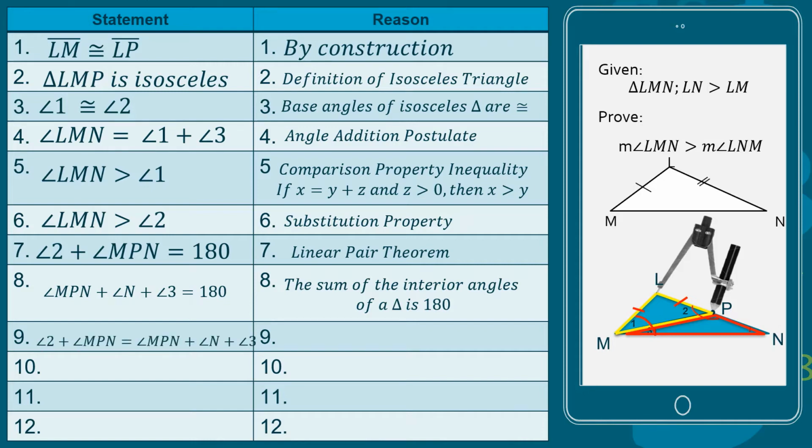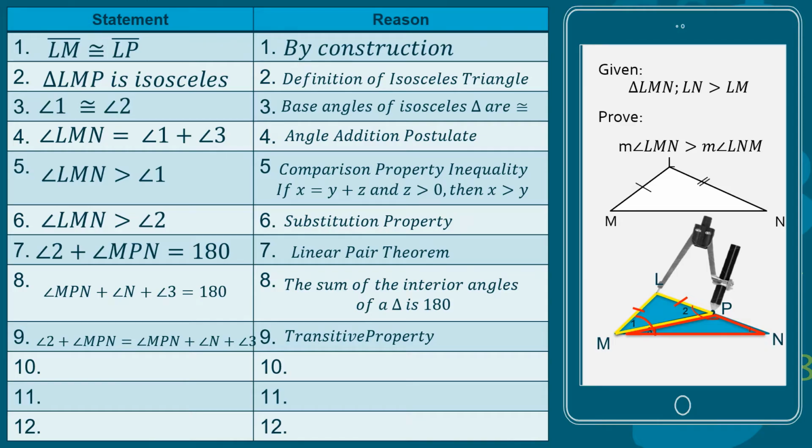Now, since we have angle 2 plus angle MPN, which is from statement number 7, and on statement number 8, angle MPN plus angle N plus angle 3, since they are both equivalent to 180, we can say that these are equivalent. Okay? And what property supports this? Of course, that is by transitive property.